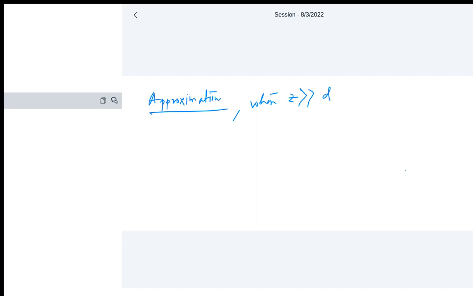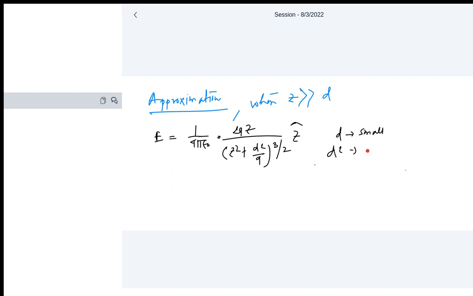Then using these approximations, the electric field is basically 1 upon 4 pi epsilon naught, 2qz upon (Z square plus D square upon 4) whole to the power 3 by 2, Z cap. But here Z is very large compared to D by 2. So as D is a small quantity, D square is also very small. So we can neglect this term.